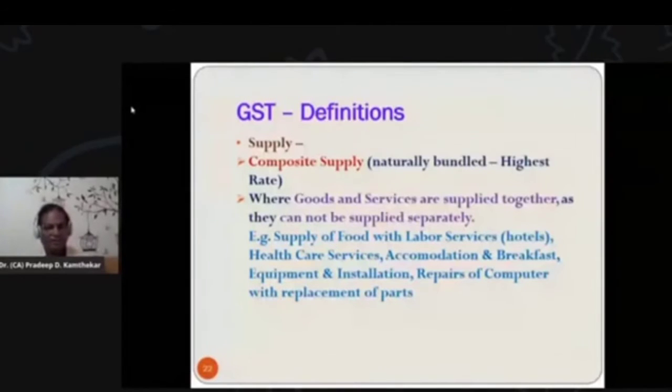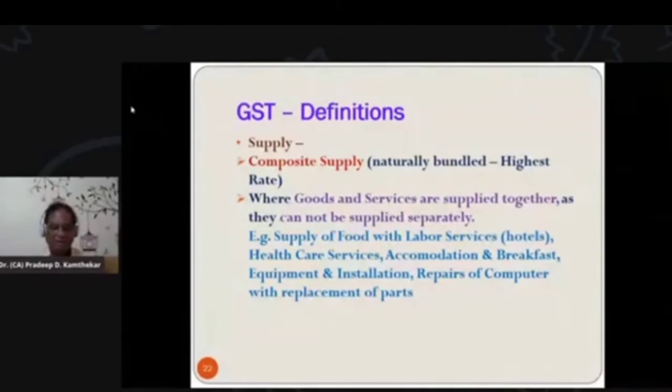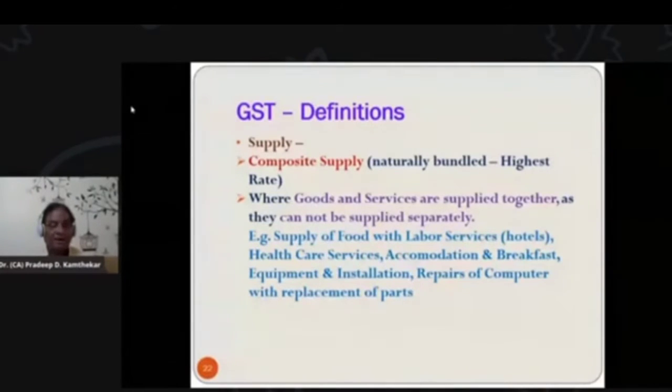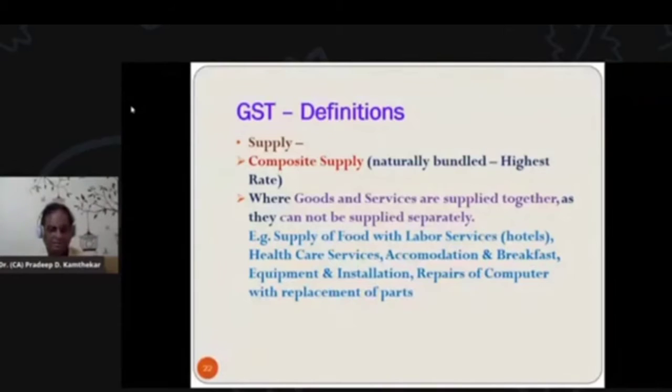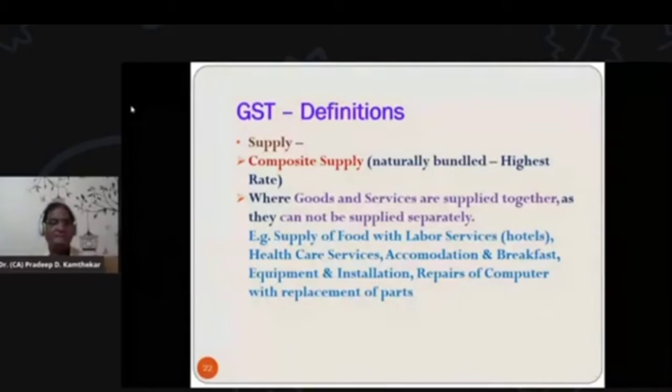Repair of a computer where a computer part is replaced, and along with that the technician who comes to repair it charges his amount, but he is not showing both amounts separately. It is also a composite supply. In such cases of composite supply, we have to understand that these goods and services are naturally bundled. They cannot be separated. They cannot be supplied separately. And since they are together, GST is always applicable at the highest rate of the goods and services which are forming part of that composite supply.